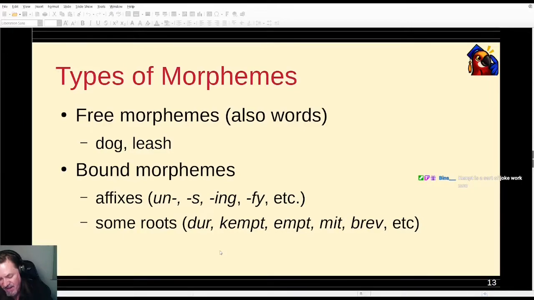Mit is a Latin root that basically means send. We'll talk about it a little more. Brev, like brevity, things like that. So these are all examples of roots that can't stand on their own. They're bound morphemes.